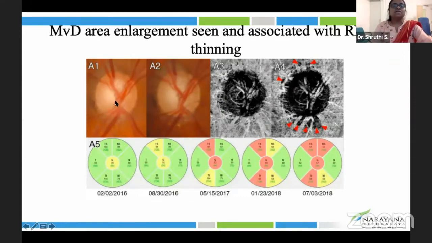case report. So here we can see the progressive RNFL thinning associated with enlarged microvascular dropout, indicating the hyperperfusion. There is a global thinning as well as sectoral thinning of RNFL.